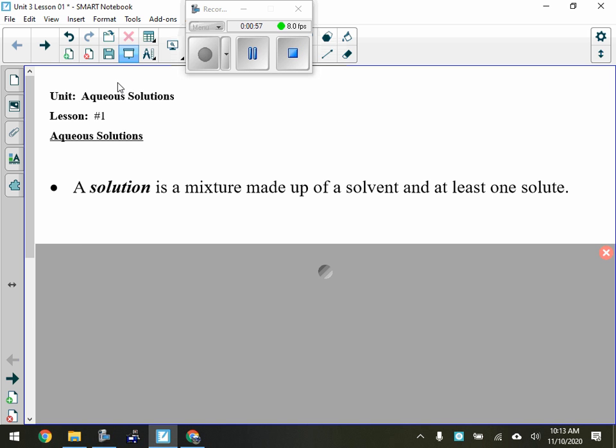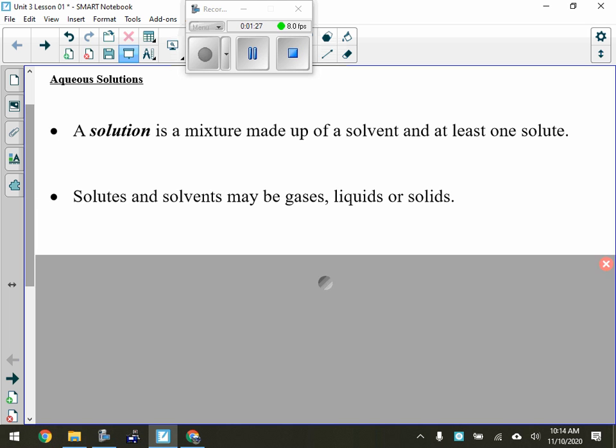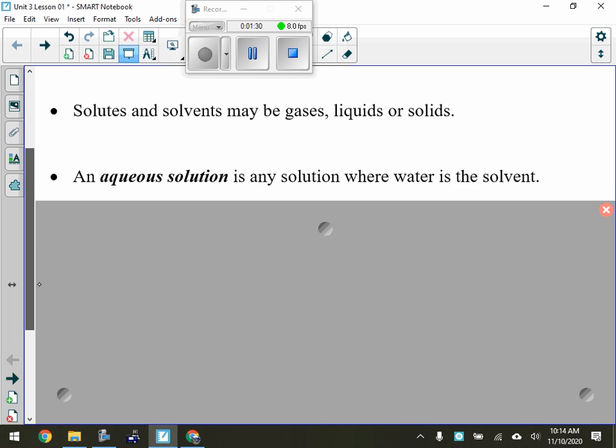It doesn't have to be a solid. It could be another liquid that we decide to put into water. It doesn't have to be water, by the way, but that's what we're going to focus on. It could also be a gas. We could bubble in a gas, and we're going to talk about that coming up when we get to acids. So if you take a gas and put it into water, that could be an example of a solute with the solvent water. Next, solutes and solvents may be gases, liquids, or solids.